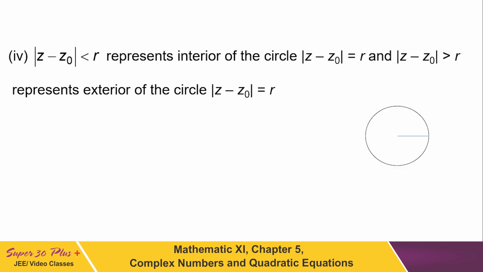Students, regarding the circle, here is one of the most important facts. If a point z lies inside the circle |z − z0| = r, then |z − z0| should be less than r. And if point z lies in the exterior region of the circle, then |z − z0| should be greater than r.